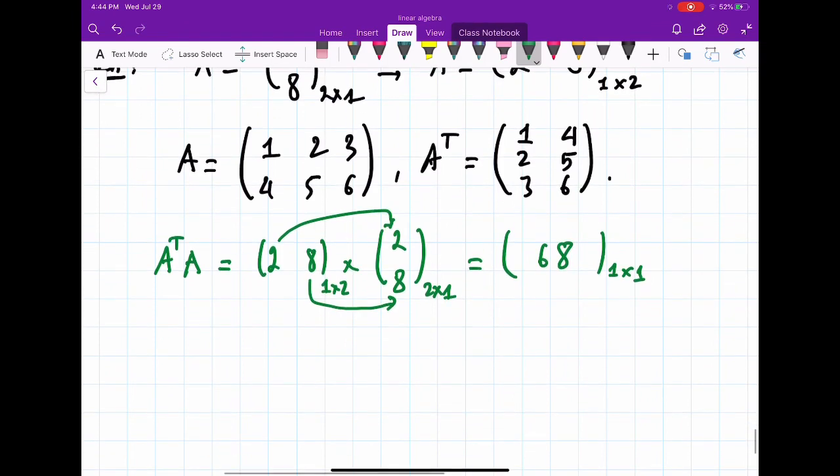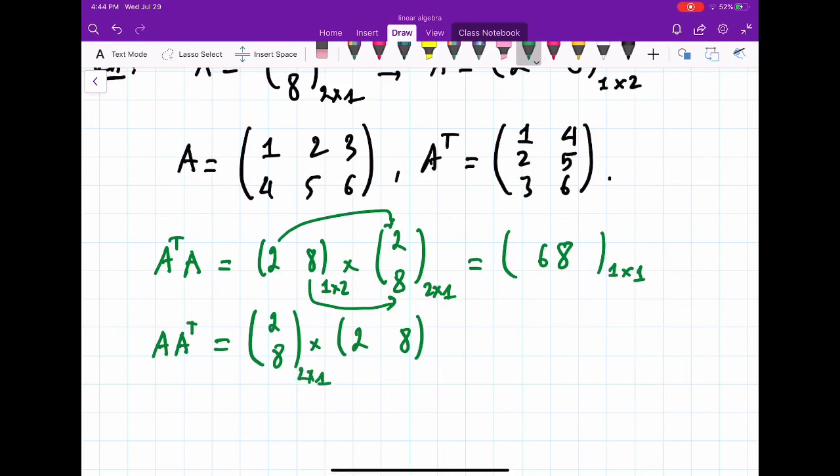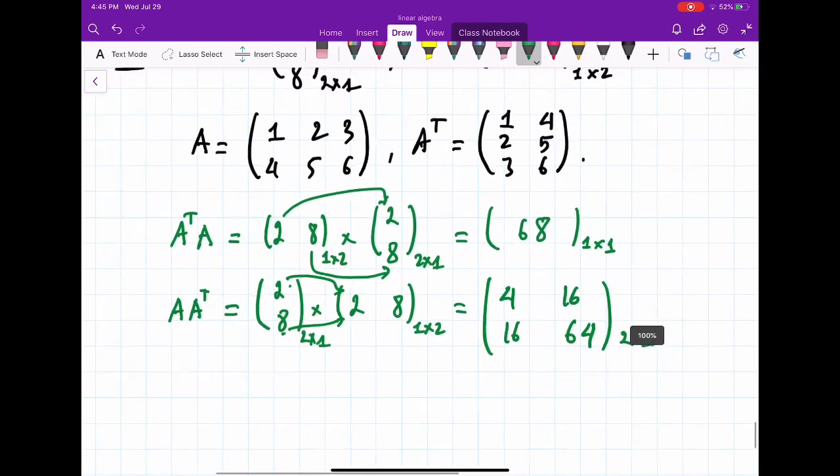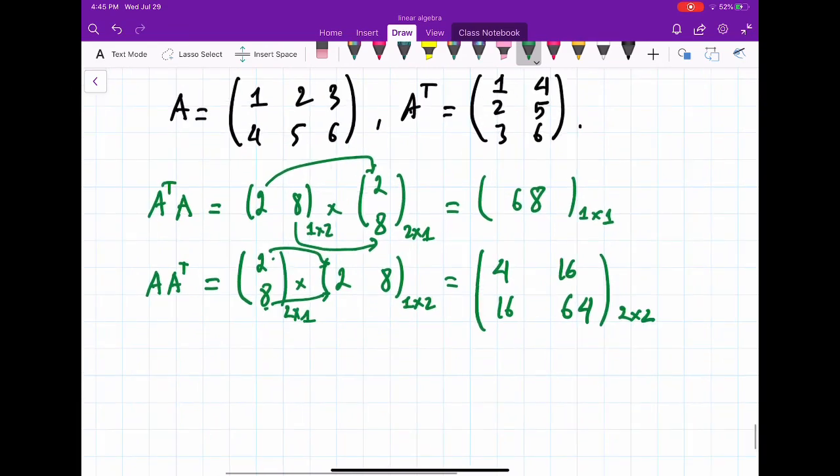All right? And how about A A transpose? A A transpose looks like [2, 8] times [2, 8] in here. So you have 2 by 1, here's 1 by 2. Your matrix should be 2 by 2. Okay, so I have 2 times 2 is 4, 2 times 8 is 16, 8 times 2 is 16, and 8 times 8 is 64. You see, they're very different. Okay, now let's move to A and A transpose for the second matrix in here.